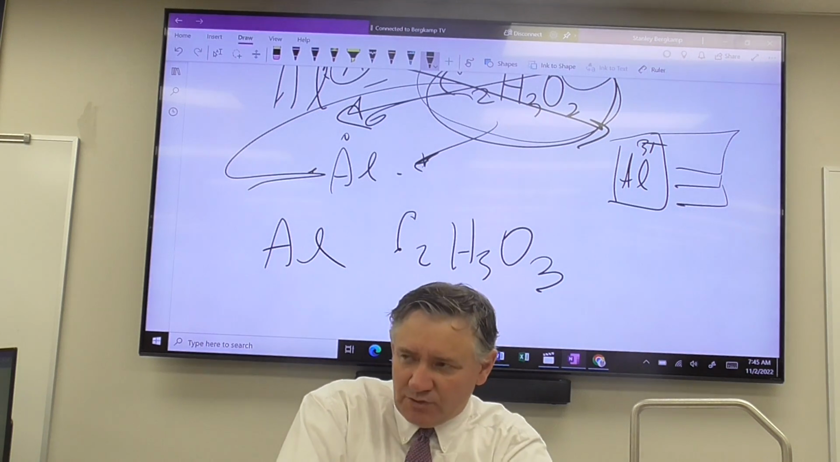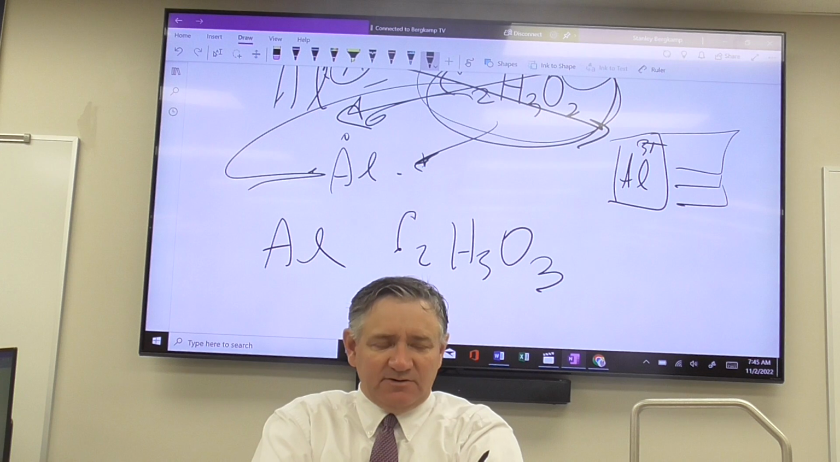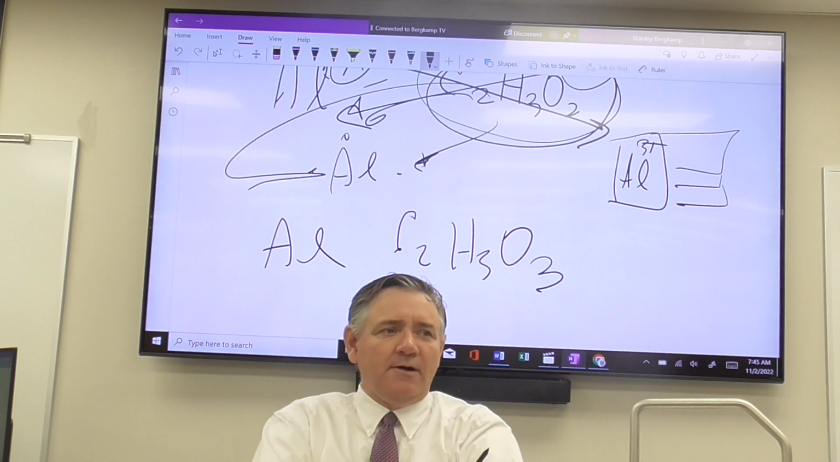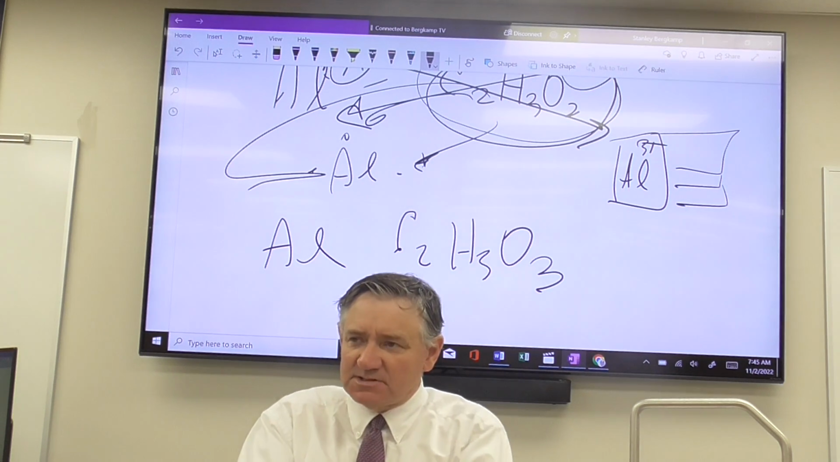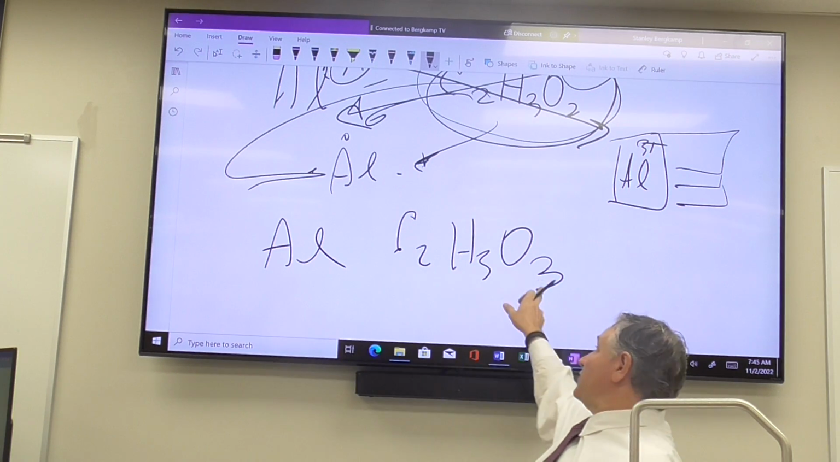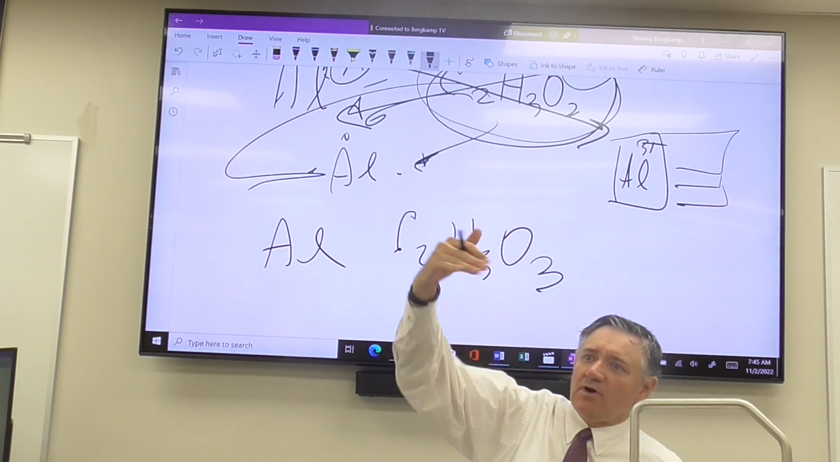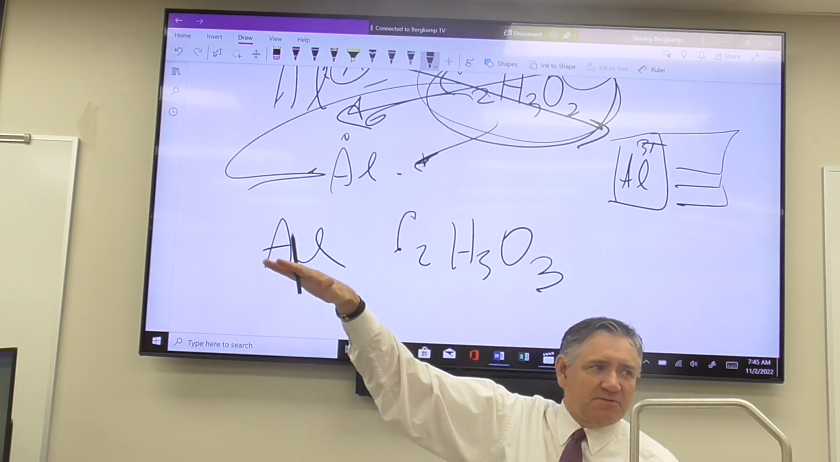So why is that a train wreck for any number of reasons? Parker, what's one reason that's a train wreck? The oxygen needs a 2 after it, not a 3, because acetate has 2 oxygens. Okay? So as soon as I put that 3 there, it is no longer acetate. It is no longer the acetate polyatomic ion. Okay? We've changed it into something else.